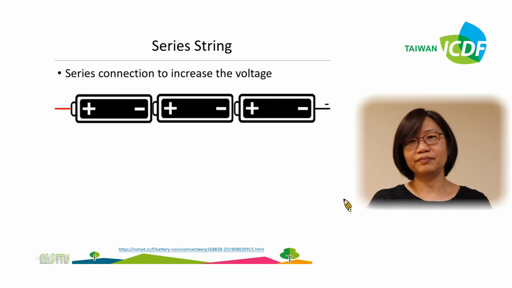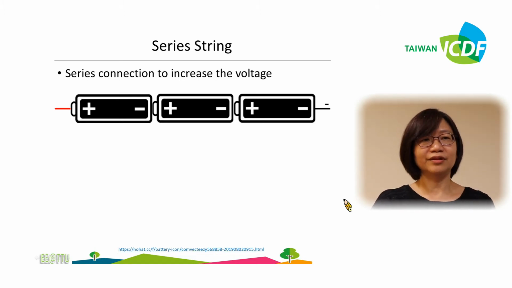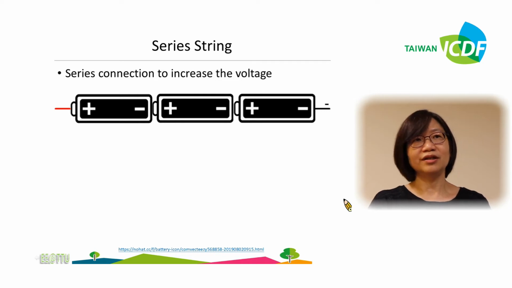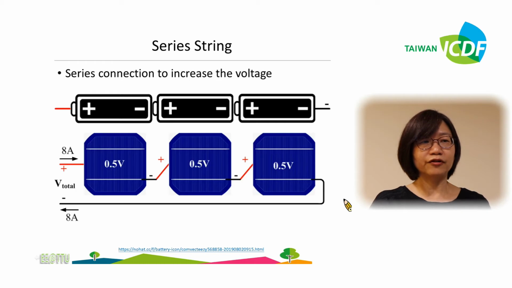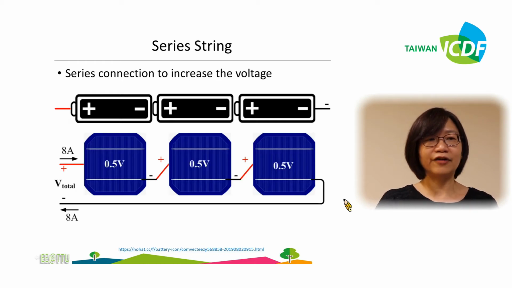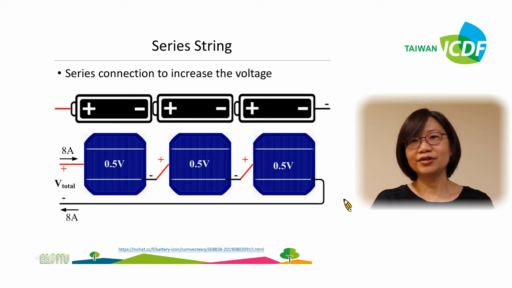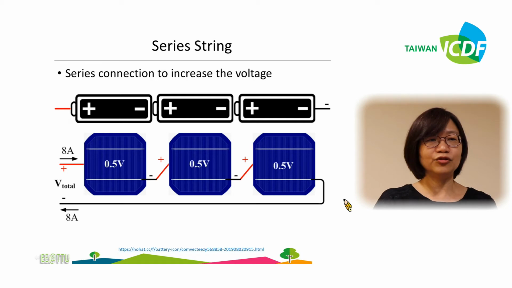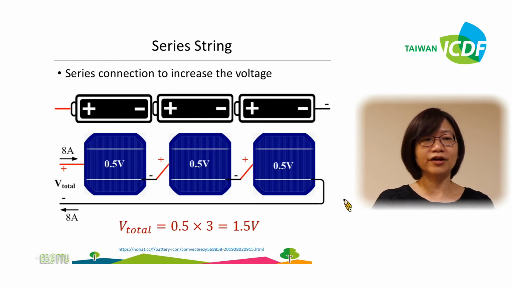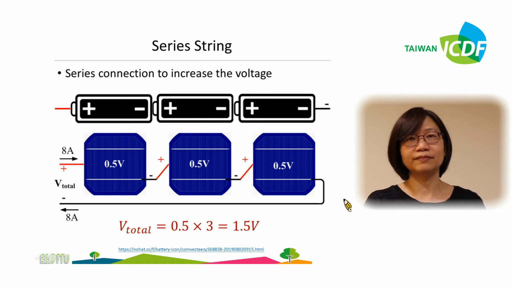Just as in the battery connection, the solar cells can be connected in series to increase the voltage. So, for example, if we have 3 cells in series, each of them is 0.5 volt. Overall voltage will increase from 0.5 volt to 1.5 volts.